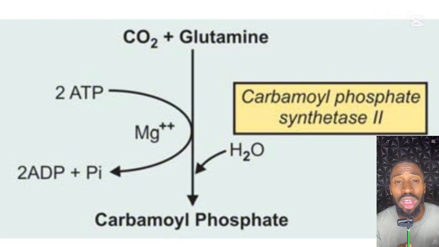And also, since it occurs in the cytosol, you don't need N-acetyl glutamate here as the allosteric activator. But this enzyme is a rate limiting enzyme, so it's only inhibited by UTP, uridine triphosphate. Don't forget it. So now we have formed what? Carbamoyl phosphate. That is the first reaction that you need to proceed to the next level.